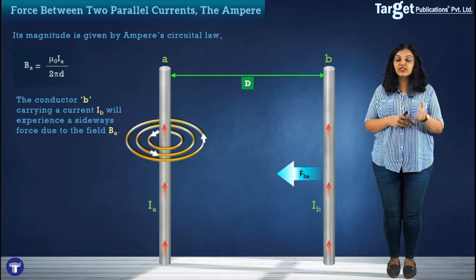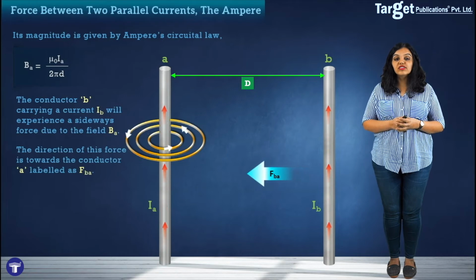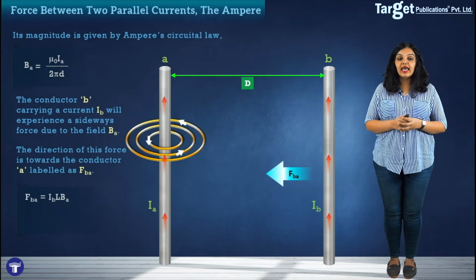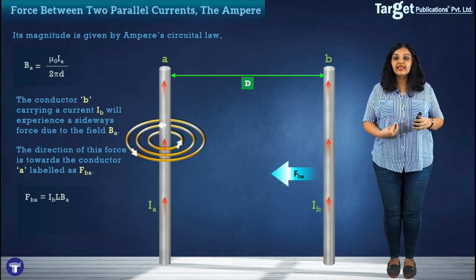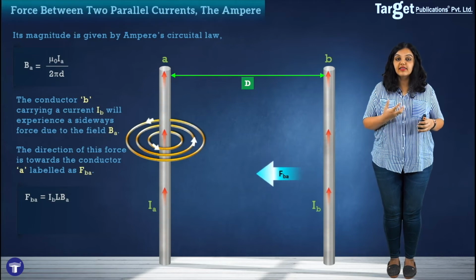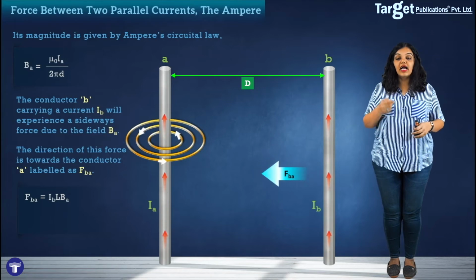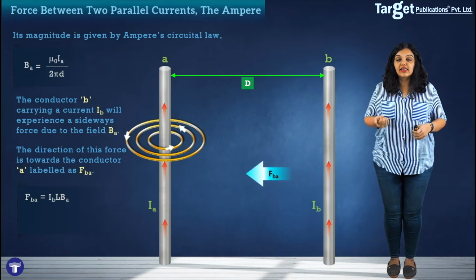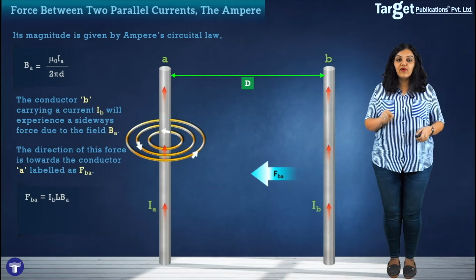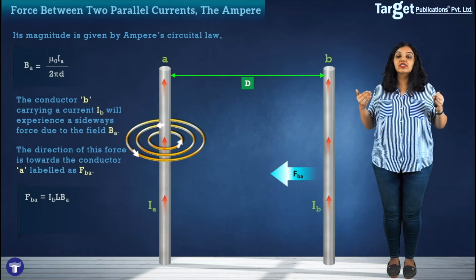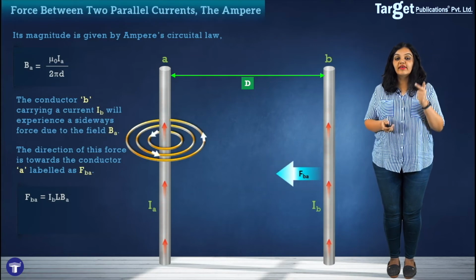You can find the direction of this force using Fleming's left hand rule, and the magnitude of this force is IB L into BA. So as you can see, IB is the current of the current carrying conductor. Here we are looking at the second conductor, that is the B conductor. So I've written IB, L is the length of the conductor, and BA is the field acting on the conductor B, which is the field of the conductor A. So here I have the magnitude of the force, and I can see that the direction of this force is towards the conductor A.